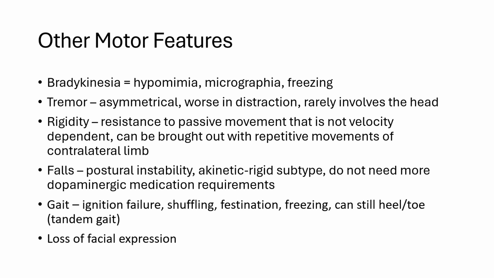And then you get that loss of facial expression, the classic blunted expression. An early sign that you can see in gait as well is loss of arm swing, which can be quite a useful early sign.